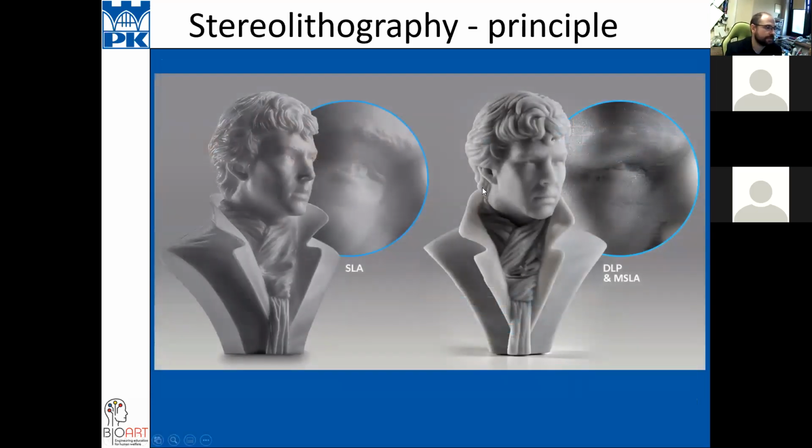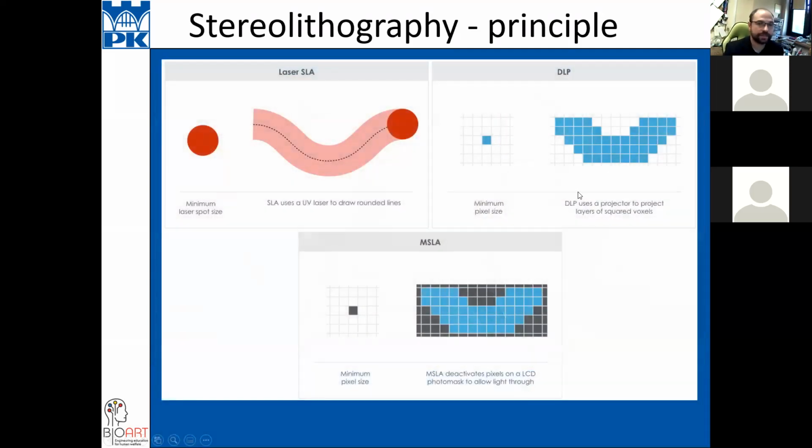Here you have some comparison between SLA and DLP or MSLA, and you see that here the surface is much smoother than in this case, but the speed is much faster, because in this case we harden the whole surface at once. Here we do it point by point.